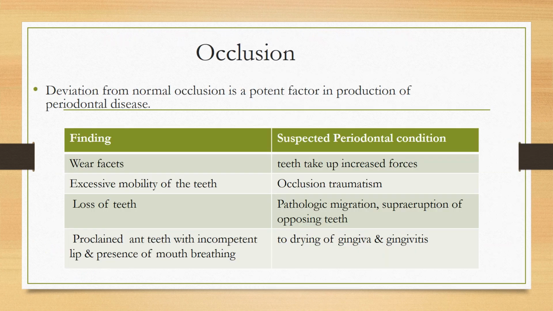So coming to the occlusion, deviation from normal occlusion is a potent factor in the production of periodontal disease. So any deviation from the normal occlusion can affect the periodontium. So in this case, there can be various findings and suspected periodontal conditions, and wear facets, where teeth take up increased forces, excessive mobility of teeth, that is occlusal traumatism can occur.